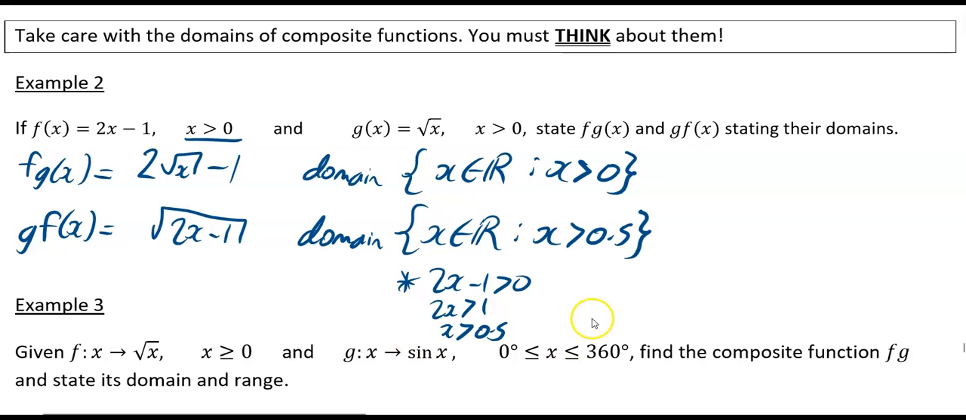So let's think why that is. Let's try it out and pick a number which is less. We'll do 0.4. So 2 times 0.4 is 0.8. Sorry, 0.8 minus 1 is minus 0.2, and you can't have the square root of minus 0.2. So that's why we'll have to have x is greater than 0.5.